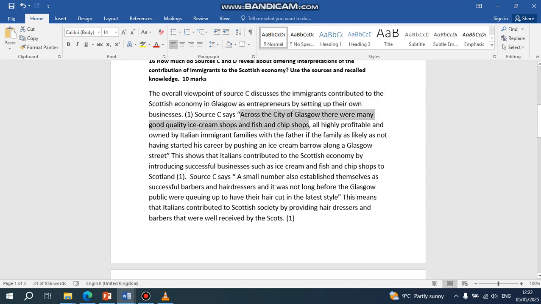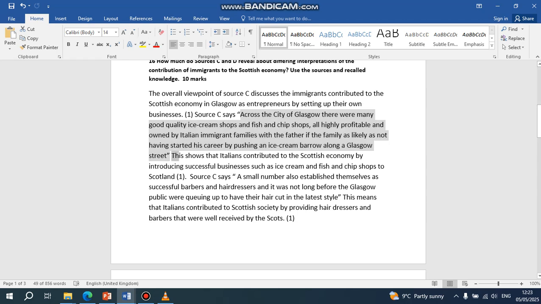the ice cream shops and the fish and chip shops, profitable, owned by Italian families. And then talks about the bars. Remember, we had the hokey pokey men gun as well. So that's our full quote. It is quite a big quote, but it is just copying stuff out. So hopefully you're able to do that.